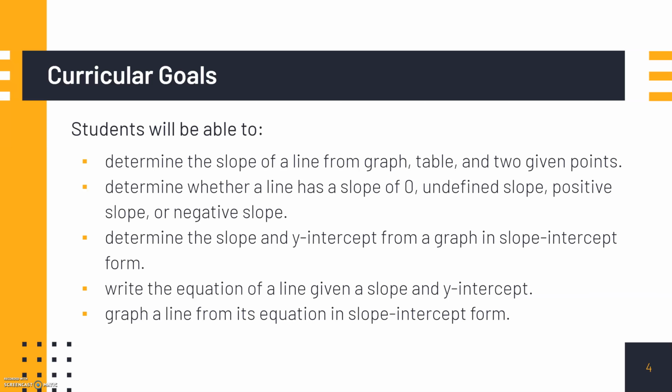Then the curricular goals that it's covering. By the end of the activity, the students will be able to determine the slope of a line from a graph, table, and two given points, determine whether a line has a slope of 0, undefined slope, positive, or negative slope, determine the slope and y-intercept from a graph in slope-intercept form, write the equation of a line given a slope and y-intercept, and graph a line from its equation in slope-intercept form.